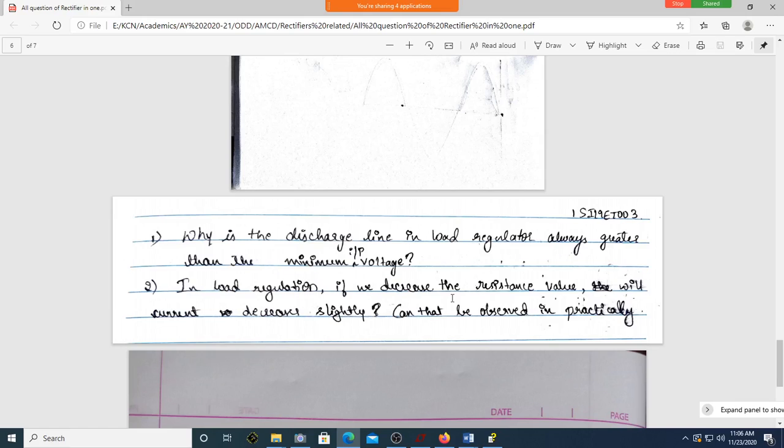In load regulation, if you decrease the resistance value, will the current decrease slightly? If you reduce the resistance, current should increase. We saw this there. Current actually increases if you reduce the resistance, because current and resistance are inversely proportional. So it's not that current decreases; it actually increases.